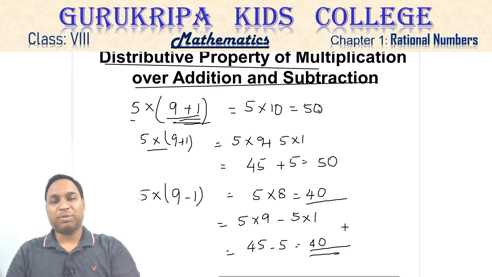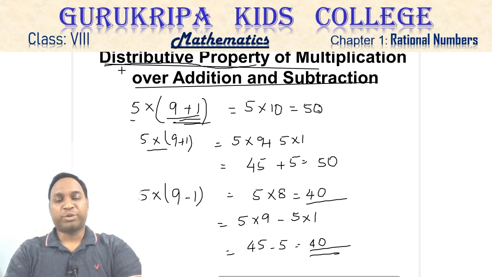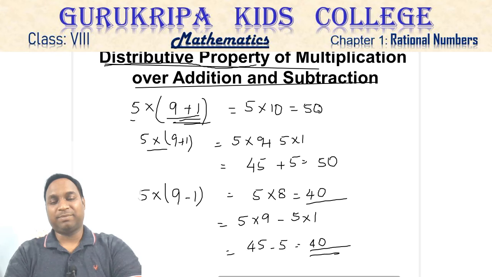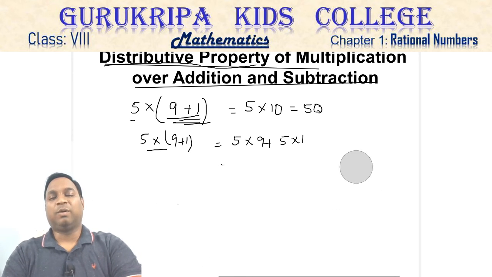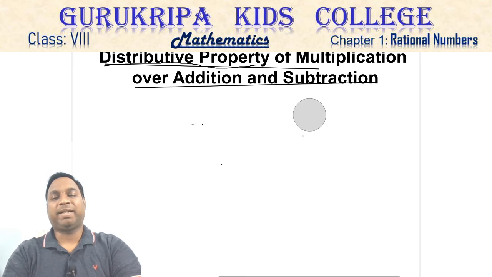ठीक है, नाम थोड़ा लंबा है. Basically it's called distributive property only. Distributive property. ठीक है, this holds true for all kinds of numbers, rational numbers, integers, all numbers. Okay, let's take one rational number example and then we'll see.